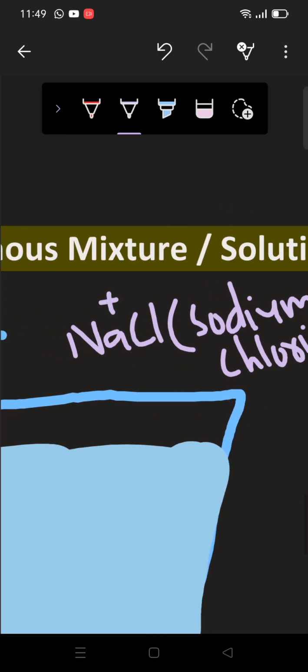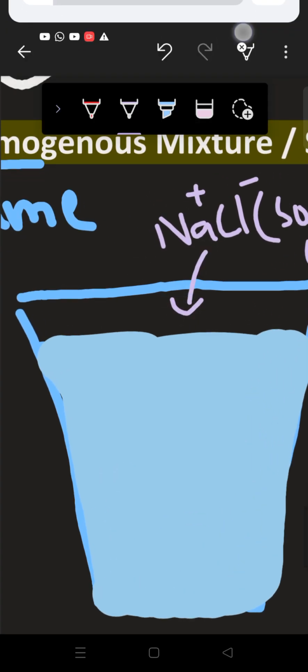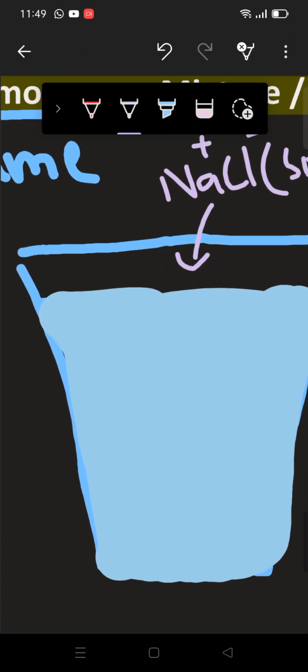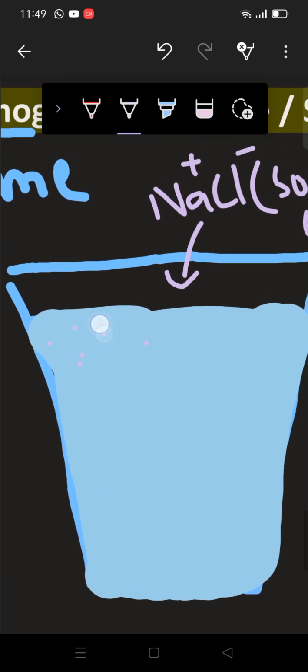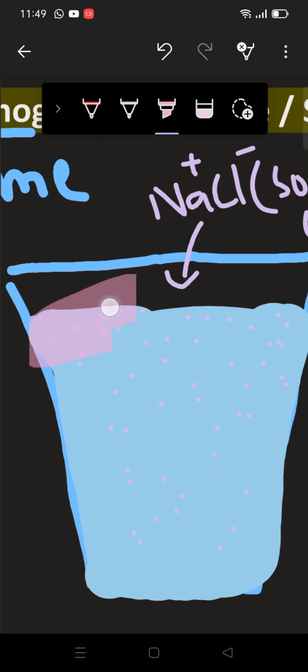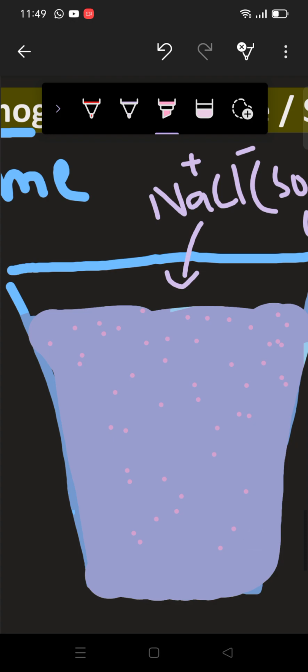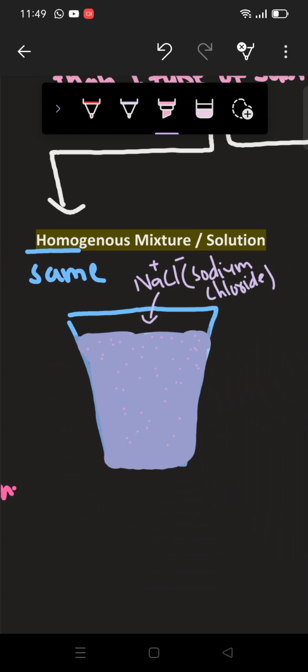Na has positive charge and chlorine has negative charge. When we are pouring this into this water, NaCl will be dissolved into the water. It will be dissolved, and that too evenly dissolved. So now it's dissolved. Let's change the color of this, which is showing that NaCl is uniformly dissolved into this water.